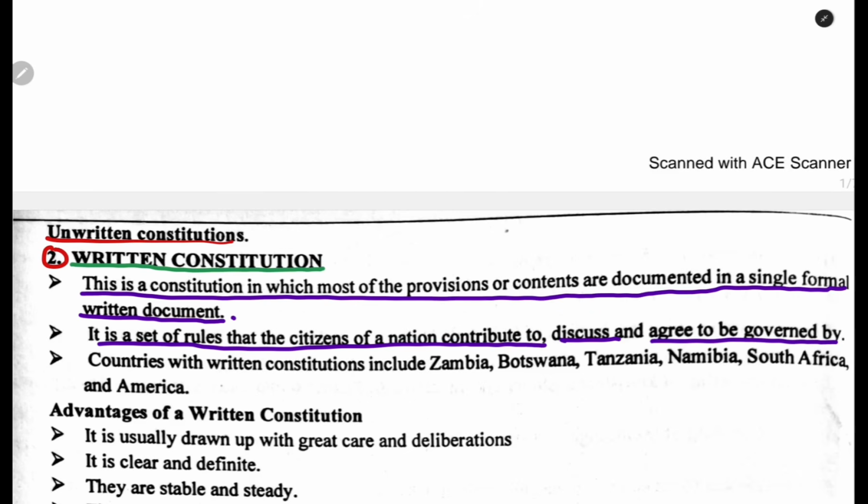Okay? So now, the other thing that we need to know here are the countries with a written kind of constitution. So one of the countries is Zambia, Botswana, Tanzania, Namibia, South Africa, America. So there are quite a number of countries with a written kind of constitution, and at this point I might say that most of the countries that are ruled by presidents or where there's democracy have a written kind of constitution. So this is a viable question. Give two countries that have a written kind of constitution. So you should be able to give those countries.